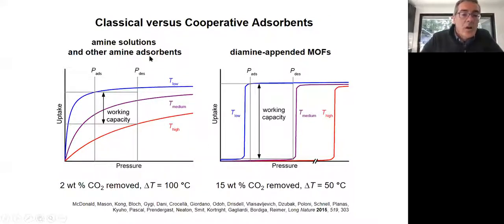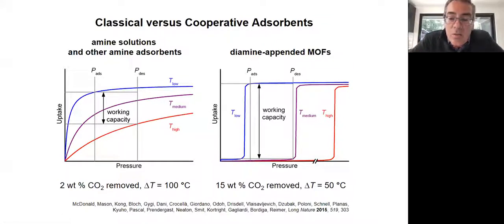And so if we compare classical amine solutions like an MEA solution in water, or amine adsorbents, these Langmuir isotherms mean that when you load the materials with CO2 and then go to regenerate and desorb CO2, you actually leave most of the carbon dioxide in the solution or in the solid. Even if you're doing, say, a 100 degree increase in temperature, a lot of CO2 is going to remain undesorbed.